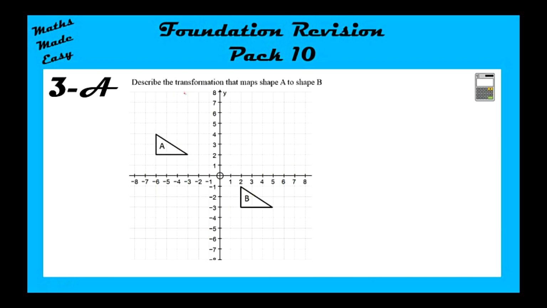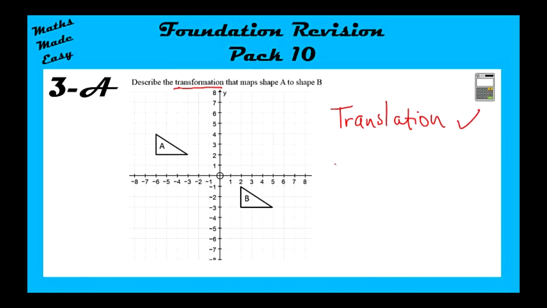Question 3a then, it says describe the transformation that maps shape A onto B. So first of all we're going to decide what happened to the shape. Now I can see that it hasn't turned around or flipped over or changed size at all, it's just moved. It's an identical shape, it's just been moved across there. We call that a translation, and you need to write that down to get the first mark.